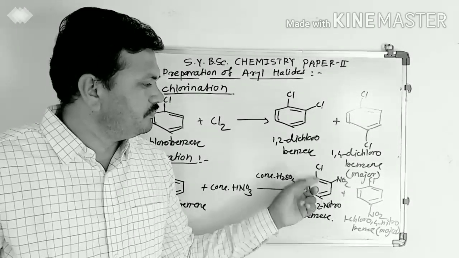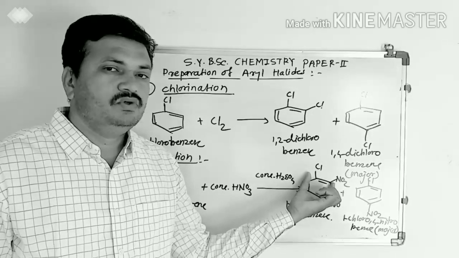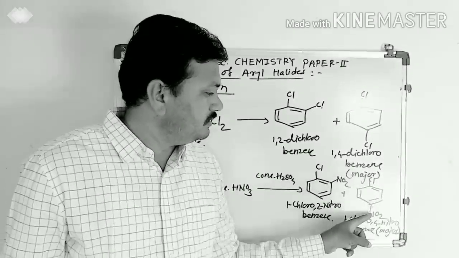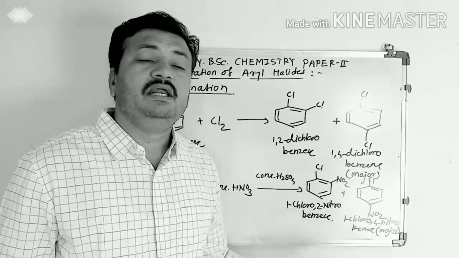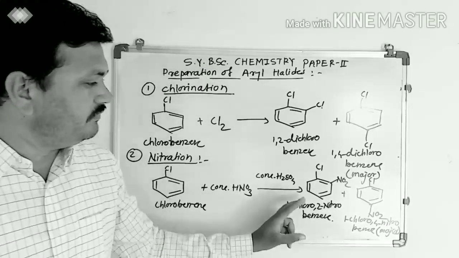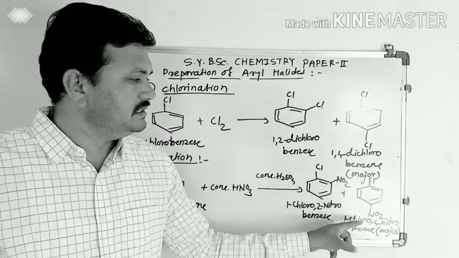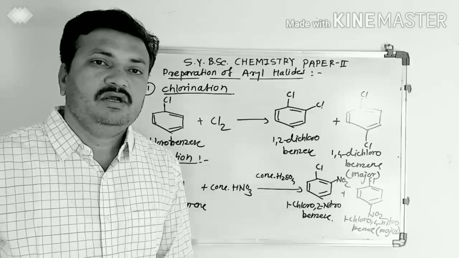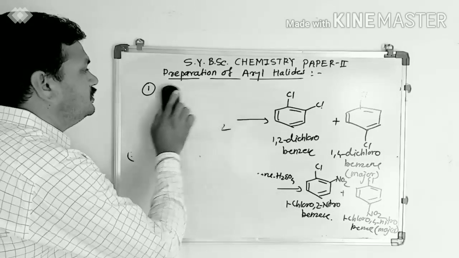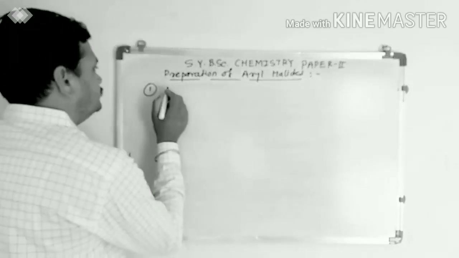Again, same. When NO2 and chlorine are present on the adjacent carbon atom, both are the bulky groups. There is steric repulsion between these two groups, and when they are apart from each other at 1,4 position, there is less steric hindrance, and the product is obtained as a major product. Therefore, between the two products, 1-chloro-2-nitrobenzene and 1-chloro-4-nitrobenzene, the para product is obtained as the major product. Now we will see the third reaction. It is sulfonation reaction.